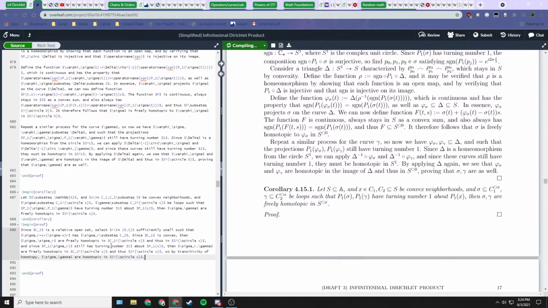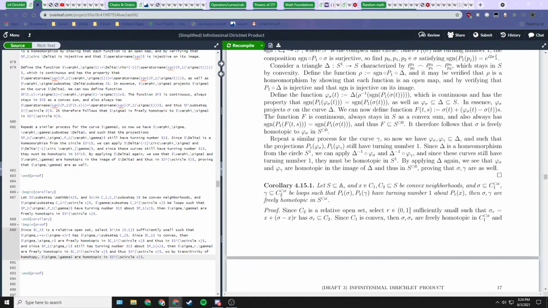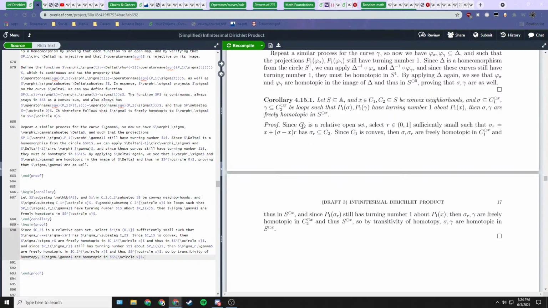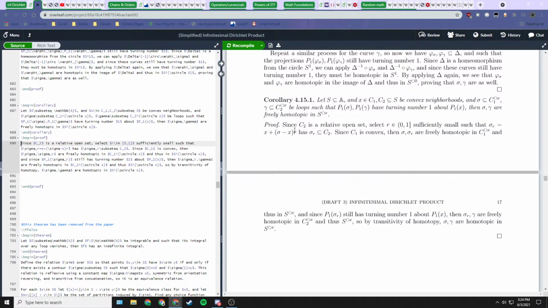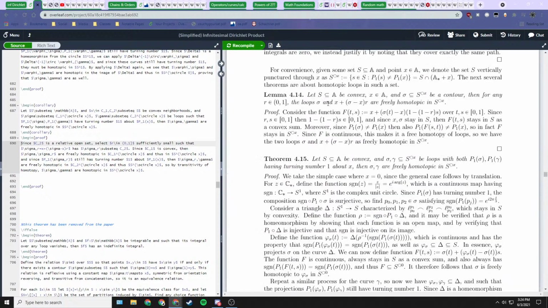So transitivity of homotopy is, our first step is we start with sigma. Since C2 is a relative open set, we can select a sufficiently small r so that this sigma sub r curve, this sigma curve contracted in the direction of x by a factor of r, is a subset of C2. Since C1, which sigma is a subset of, is convex, then sigma and sigma sub r, this contraction, are homotopic in C1 punctured through x. That's this lemma.